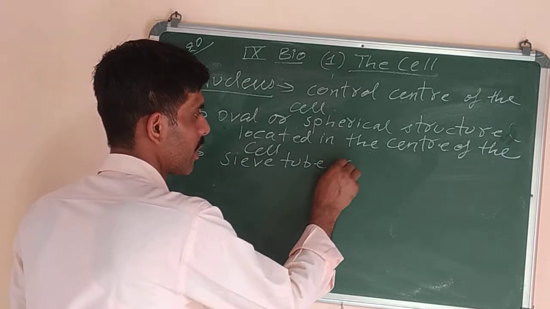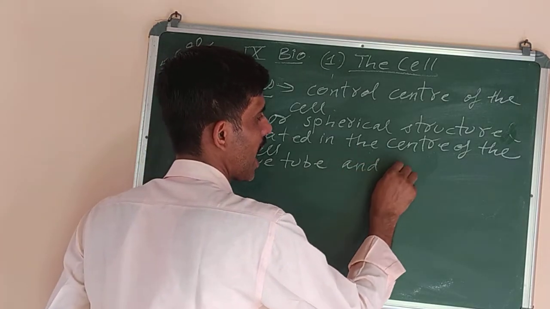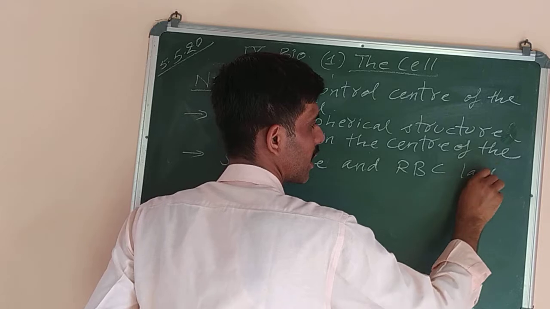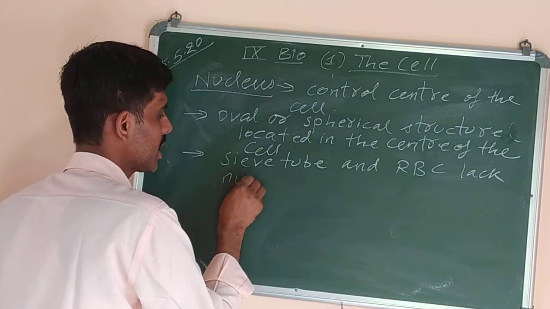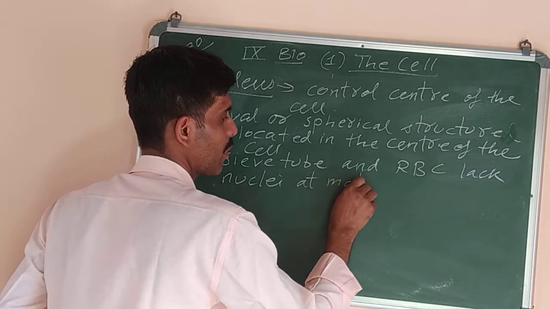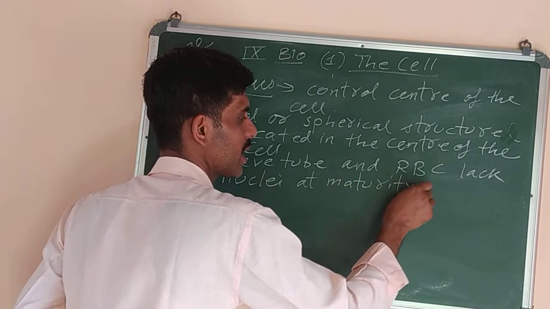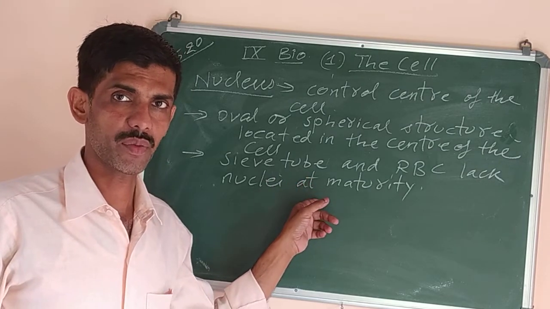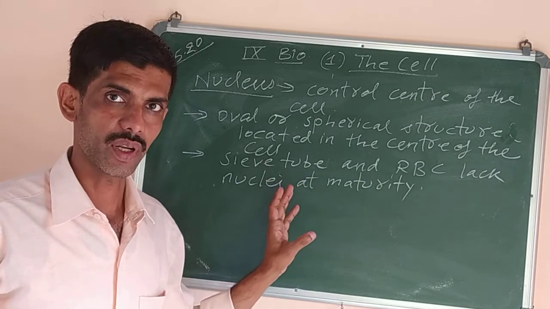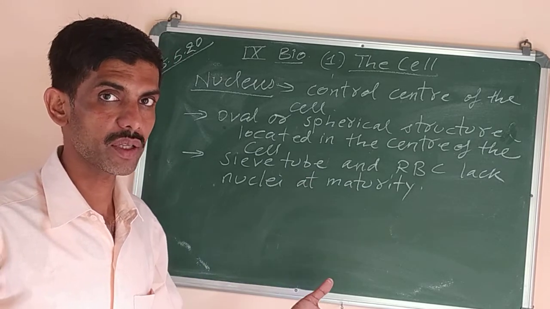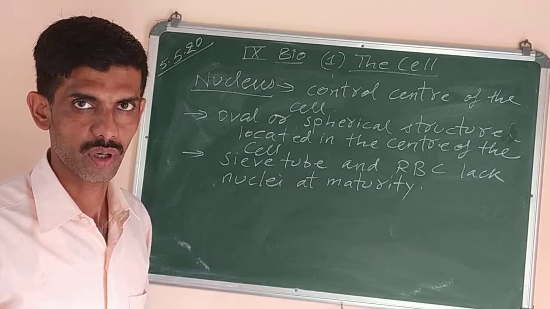Sieve tube and RBC, you know the full form of RBC, red blood cells, lack nucleus. Lack means they do not have a nucleus. At maturity, means once they are matured, the nucleus is absent. But in the early stages of their formation, they contain a nucleus. Means the nucleus was present when they were born, but when they became mature, they lost the nucleus. Okay?